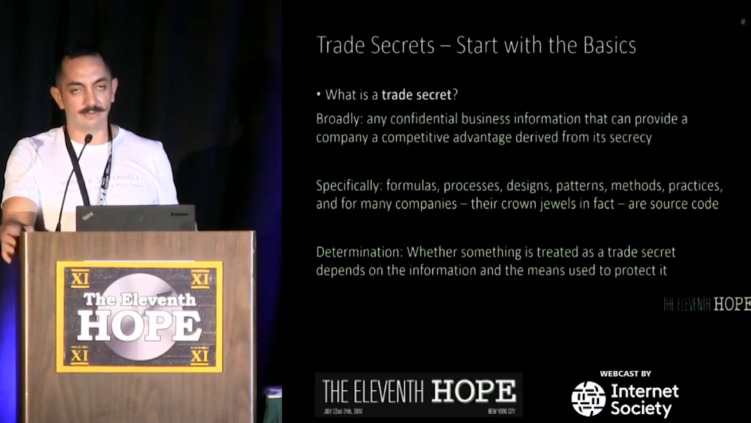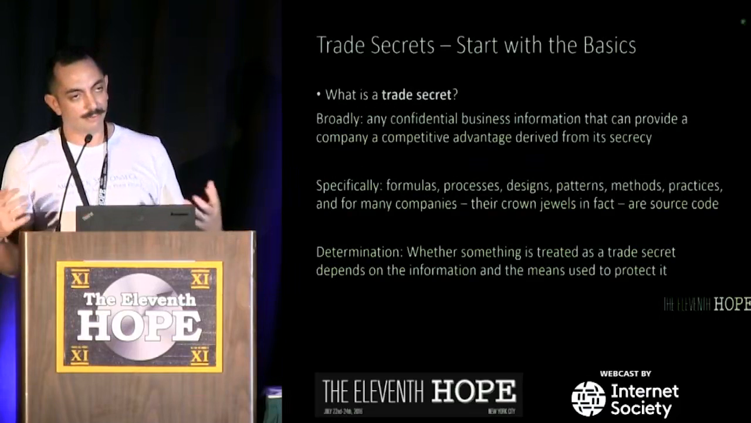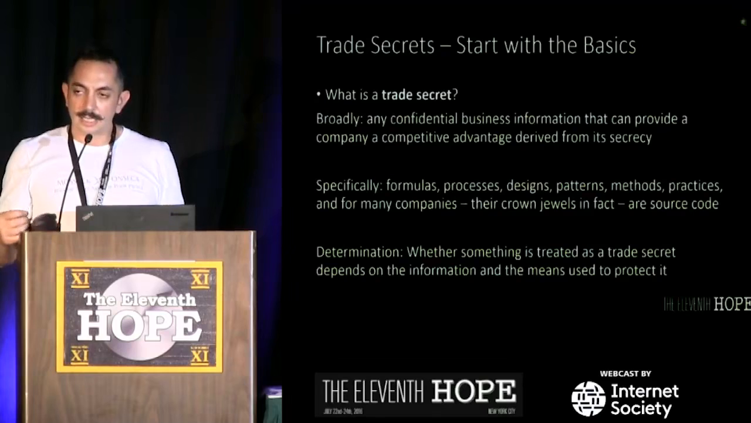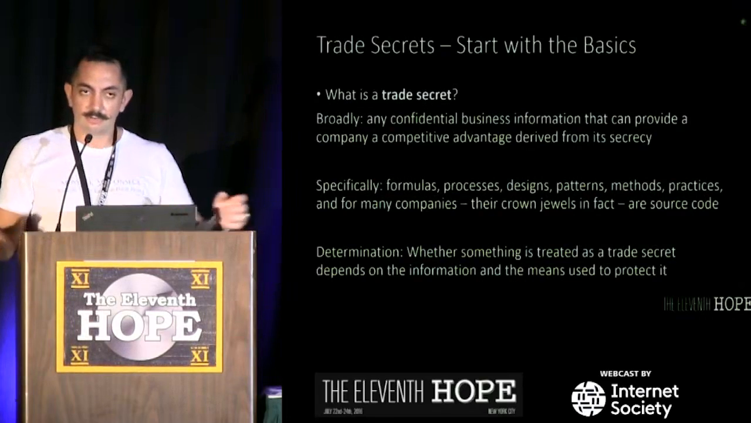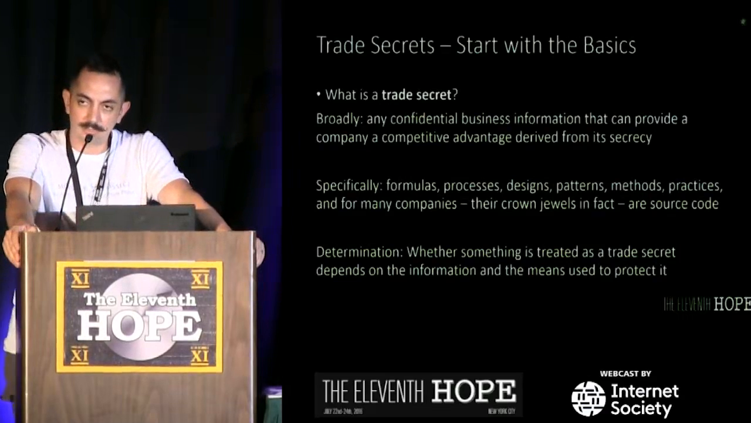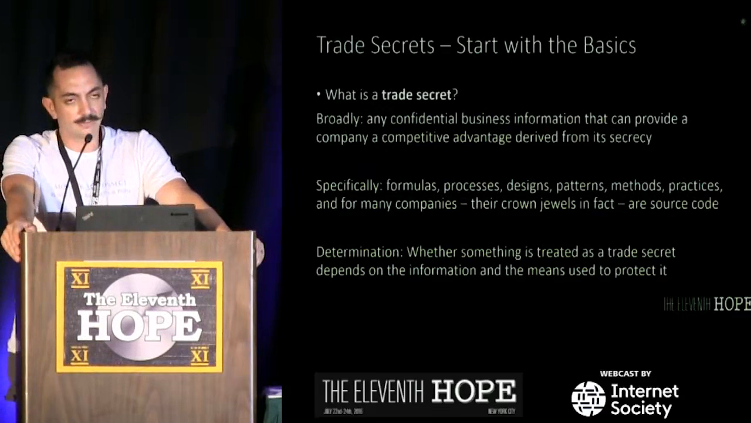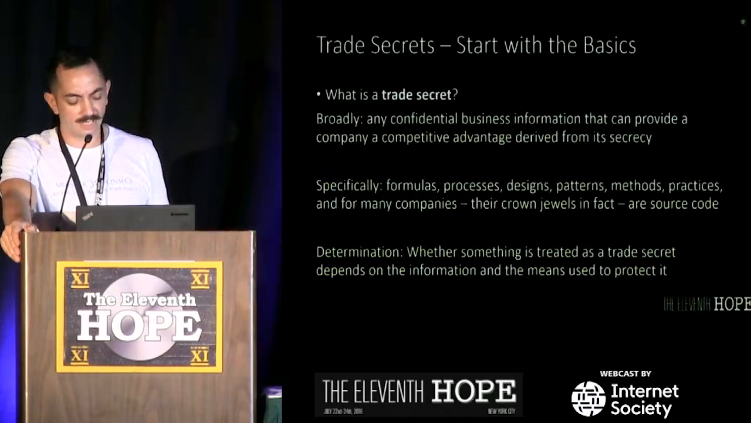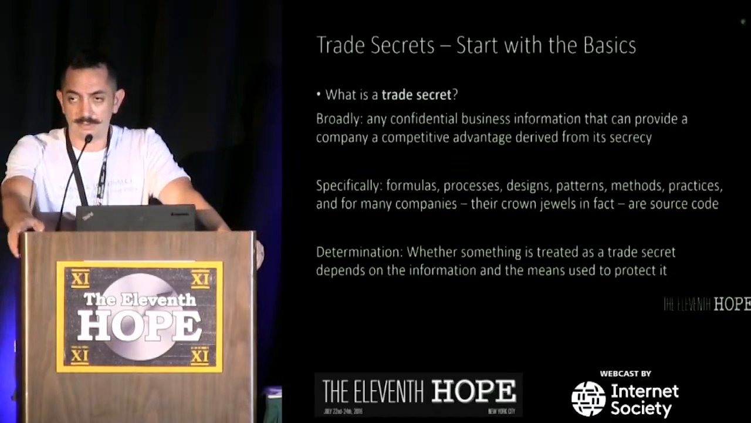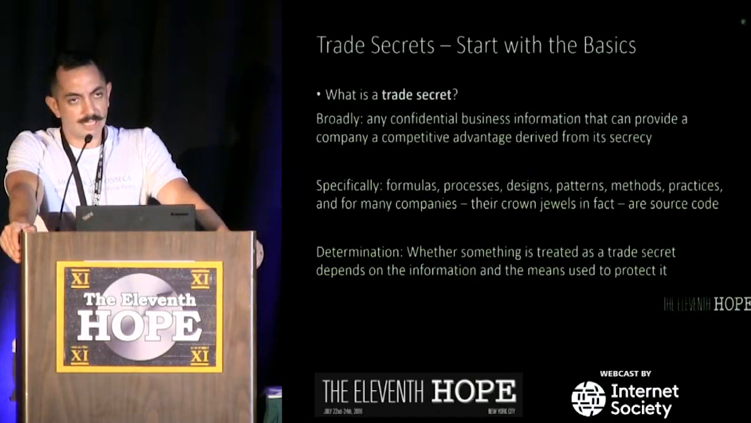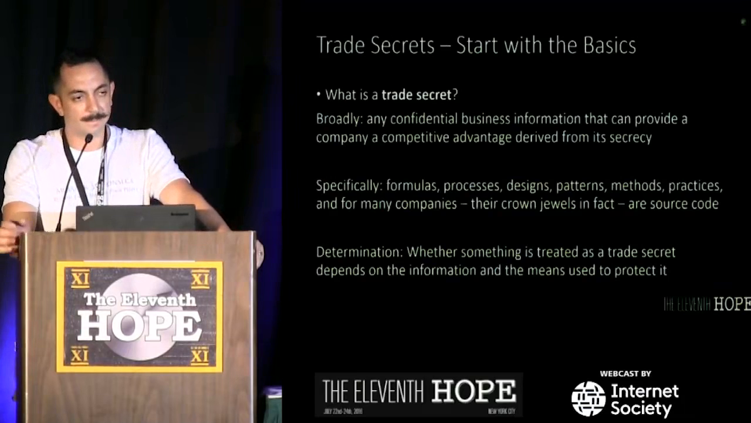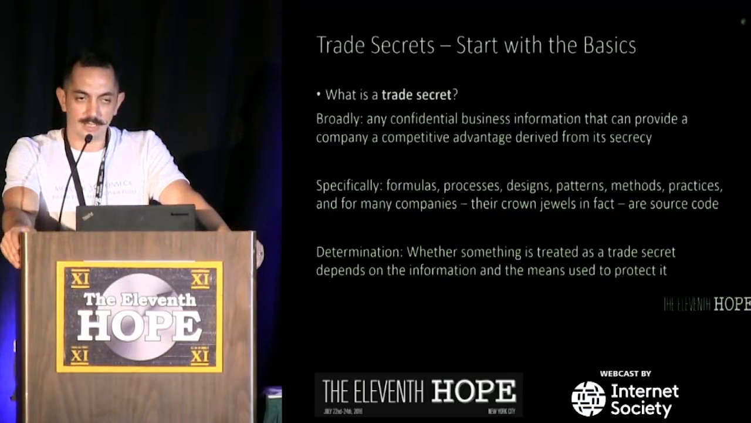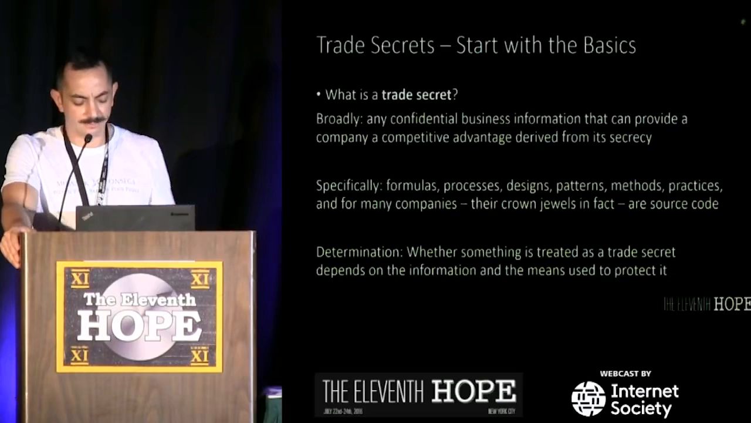So what is a trade secret? Very broadly, a trade secret is any confidential information that provides a competitive advantage to a company, and that competitive advantage, it's very important to understand, needs to be derived from its secrecy itself. Under the Uniform Trade Secrets Act, they provide a whole bunch of examples: formulas, processes, designs, patterns, methods, practices, and crown jewels for many companies, we say here, is source code. Whether something is in fact a trade secret, something that can be sued over if it is misappropriated, really depends on the nature of the information, number one, and the means by which it is protected.